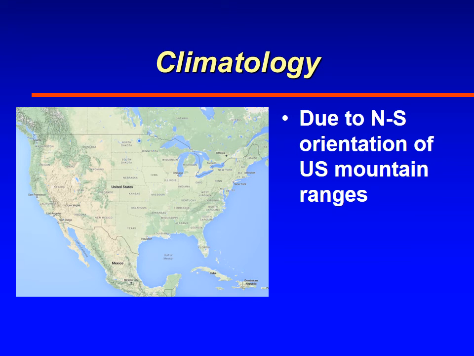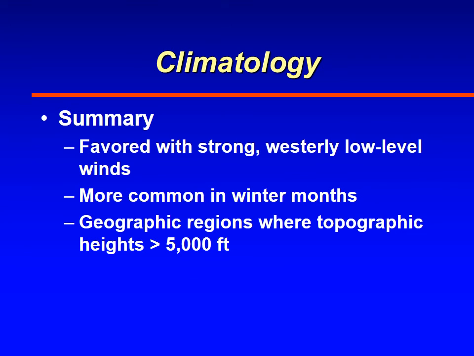And if you look at the United States, most of the mountain ranges across the western United States are north-south oriented. So it does make sense that when the winds are out of the west, you tend to have more wave activity. So in summary, the climatology, of course, mountain wave turbulence is favored with strong westerly winds. Those are more common during the winter months, and you'll find mountain wave turbulence typically in regions where the elevations are more than 5,000 feet MSL.